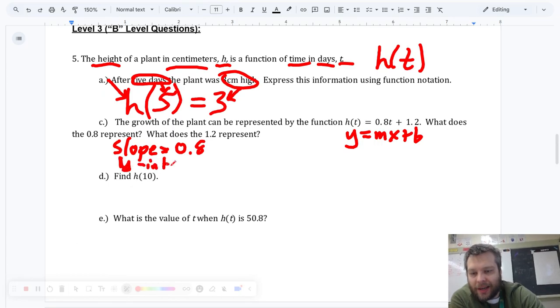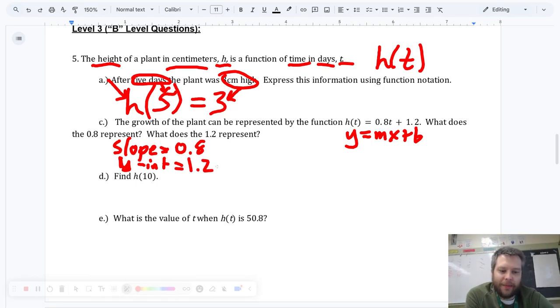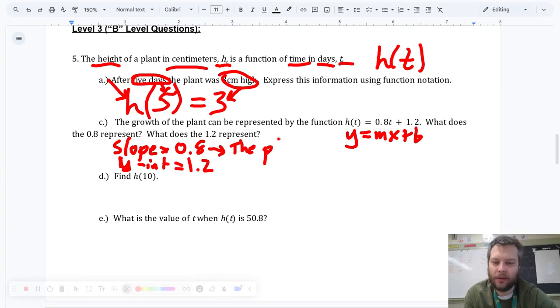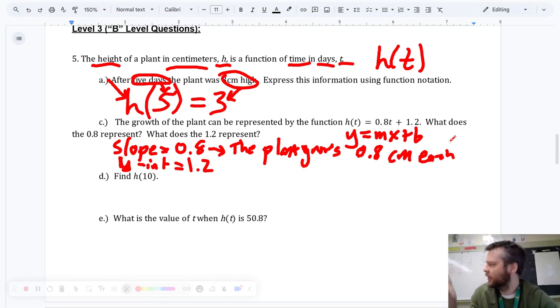But this is not quite good enough. That is not explaining what it means about the function, about the situation. That is just making the first step, where you're connecting it to something you already know. We already know mx plus b. Now we have to say what that means. Slope of 0.8 means the plant grows 0.8 centimeters each day.